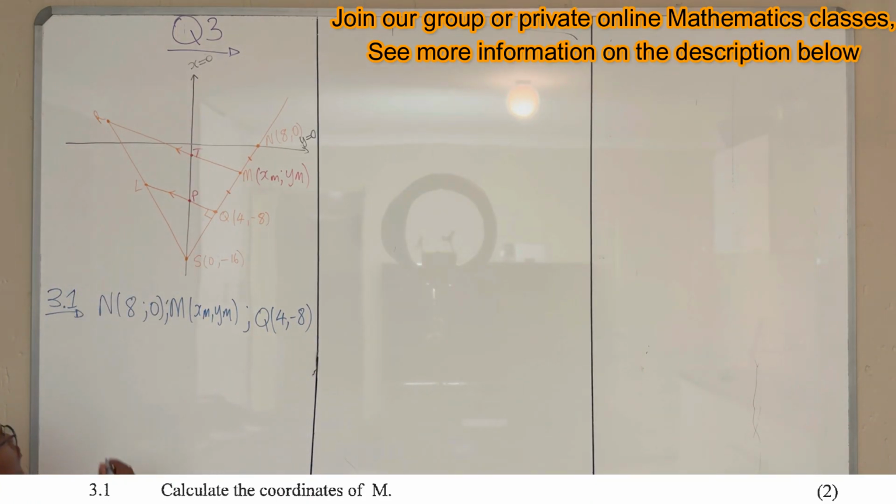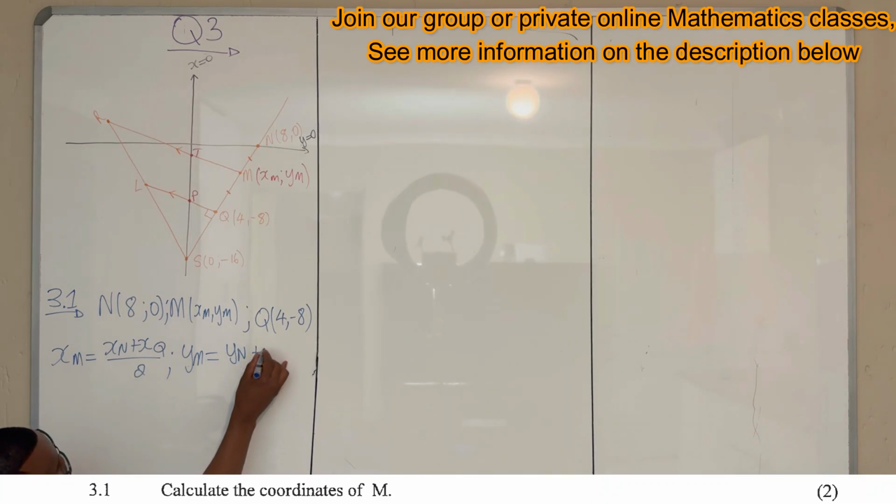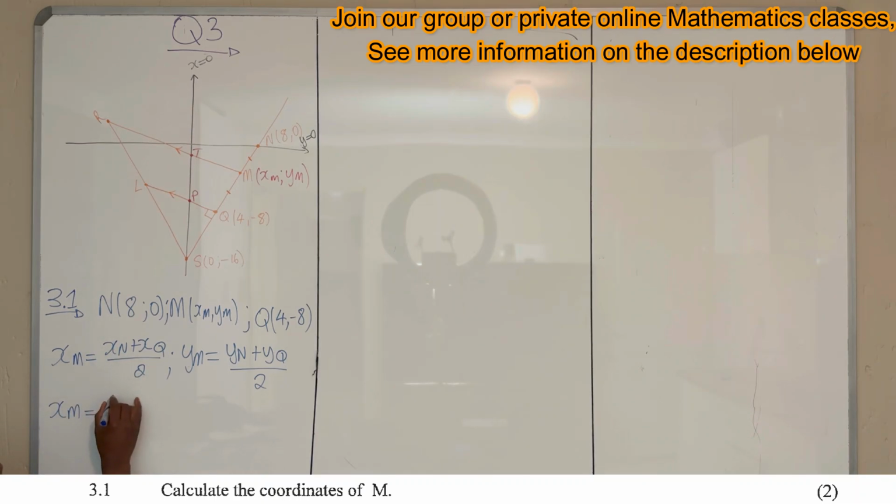And you know the midpoint formula, which means your x coordinate of M will be equal to the x coordinate of N plus the x coordinate of Q all over 2. And the y coordinate of point M is equal to y coordinate of N plus y coordinate of Q all over 2, right? So the x coordinate of M is equal to 8 plus 4 all over 2, and the y coordinate of M is equal to 0 plus minus 8 all over 2, right? So which is going to be 0 plus negative 8 all over 2.